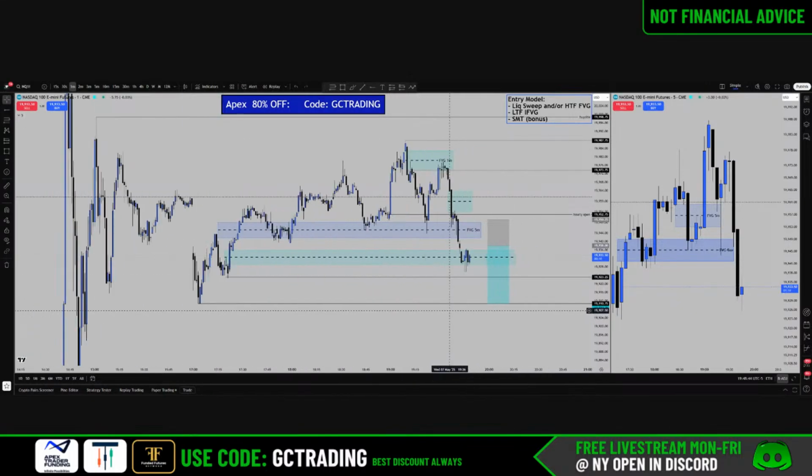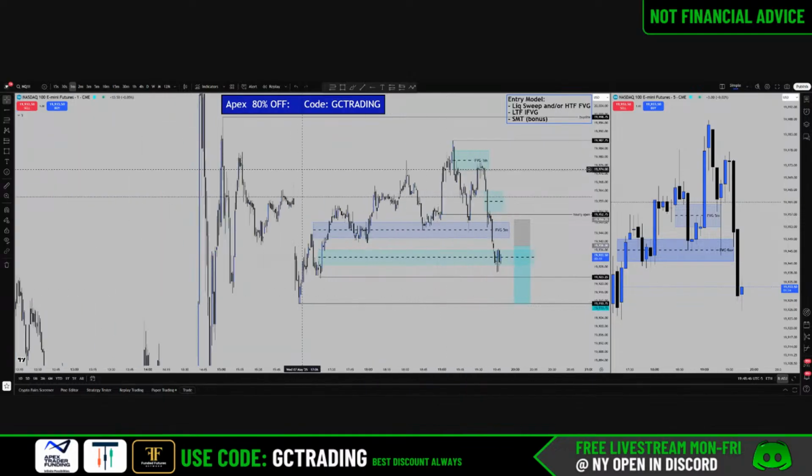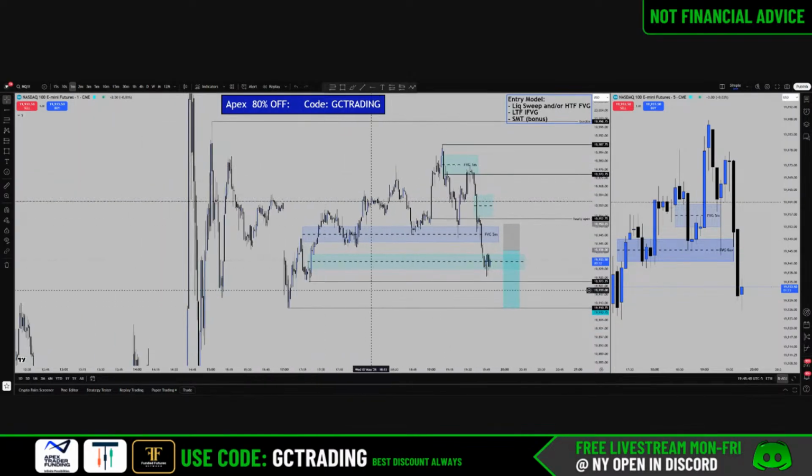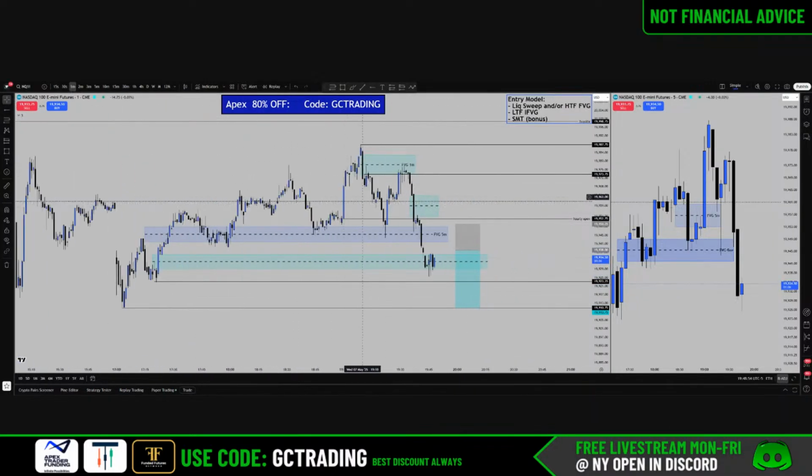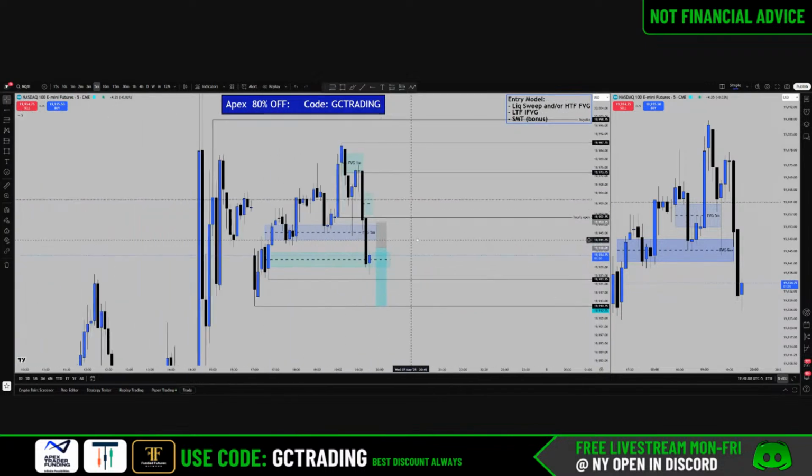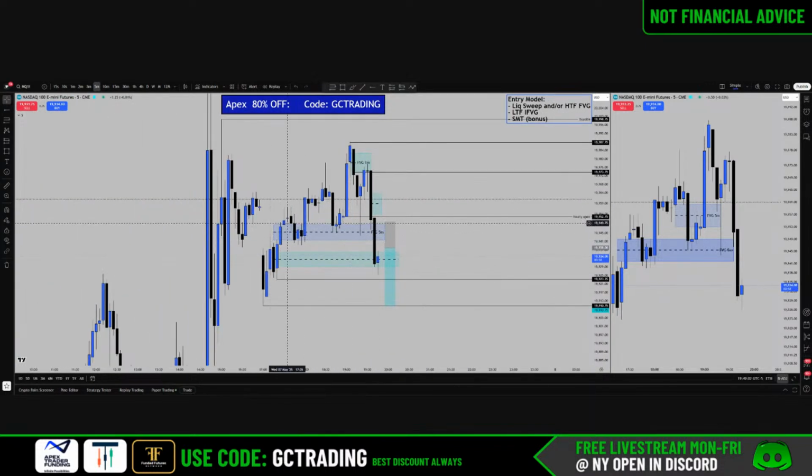I am bearish on the day. I am bearish, or at least on the night. I do think we will hit these levels. And one thing that I really liked about this trade too was my stop was really nice. So my stop was just right here, just right at this high.